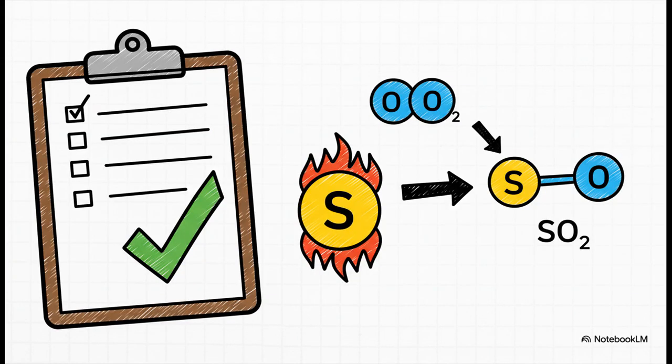And here's a little tip. This comes directly from the mark scheme too. For that very first point, you don't have to use the fancy phrase reacts with oxygen. You can just say sulfur burns to form sulfur dioxide. It's great to know there's a bit of flexibility, as long as your chemistry is spot on.